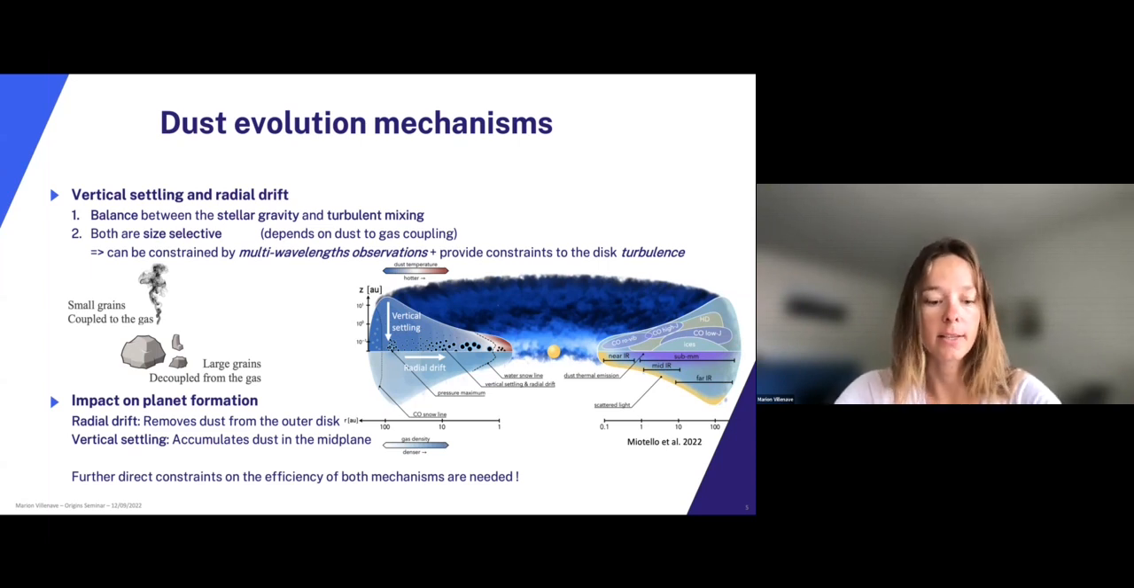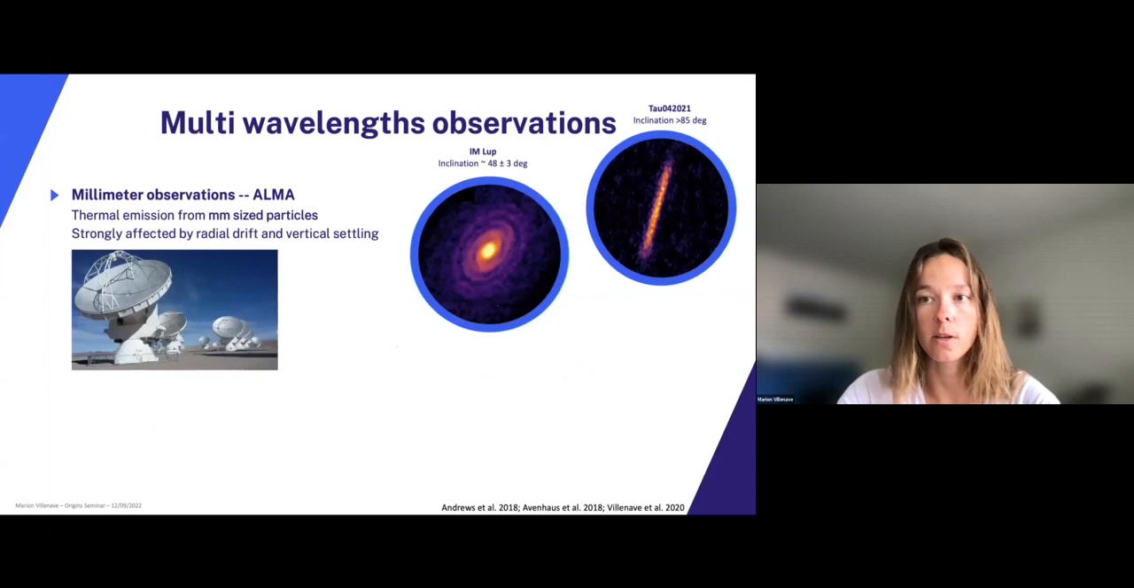And so, as I said, we can use multi-wavelength observations to study vertical settling. In particular, I compared two types of observations. One type would be millimeter observations, such as with ALMA, that probe the thermal emission from millimeter-sized particles that would be more affected by radial drift and vertical settling. So here I showed two examples of this.